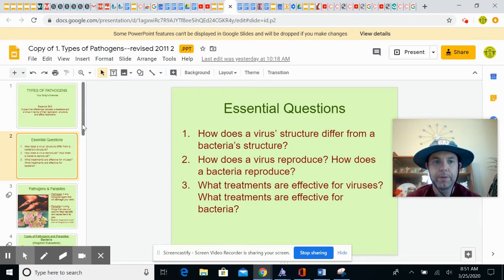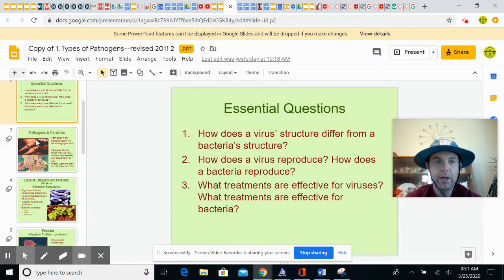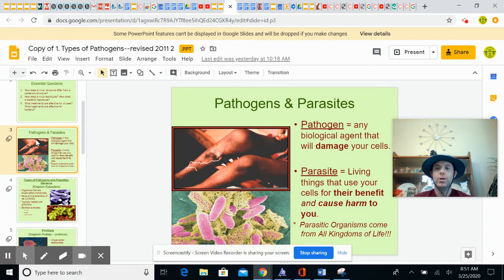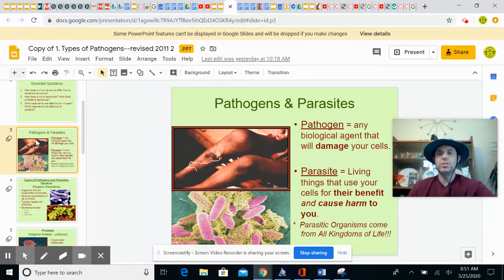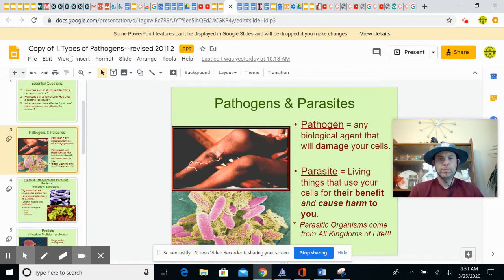So anyway, talk a little bit about a fancy word, pathogen. A pathogen is anything that can damage your cells. This little beauty right here is a worm that they are pulling out of this dude's leg. Funny thing is, some of these worms have to be pulled out very slowly. Otherwise they break off and then the rest of them wiggle back inside. So there are a lot of different types of worms, but anyway, it's anything that can damage your cells.